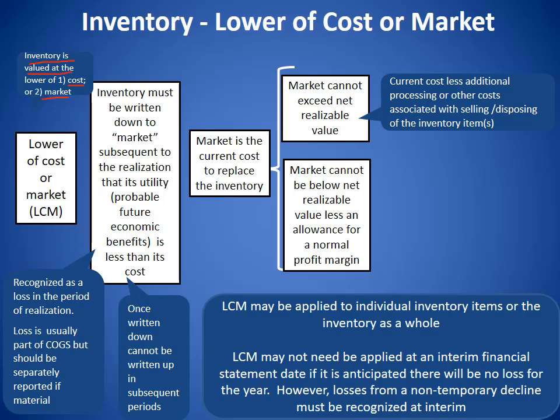Before we talk about calculating lower cost of market, let's look at some of the rules regarding it. Let's assume an adjustment has to be made for LCM. If we make the adjustment, it's recognized as a loss in the period in which it was realized. The loss is usually put into cost of goods sold, but if it is a material loss, it should be reported separately or separately disclosed. Something else that is important: once it's written down, it cannot be written up in subsequent periods.